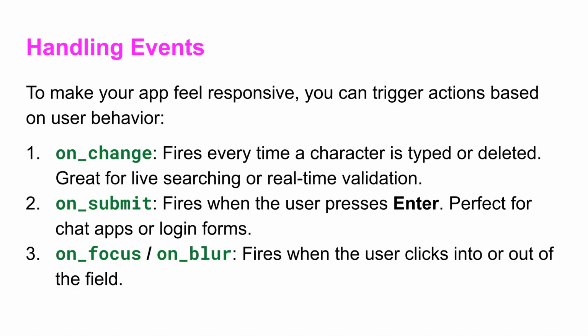To create a responsive app, you can trigger actions based on user behavior using events. on_change fires for every character typed or deleted. on_submit fires when the user presses enter. on_focus and on_blur fire when the user clicks into or out of the field.